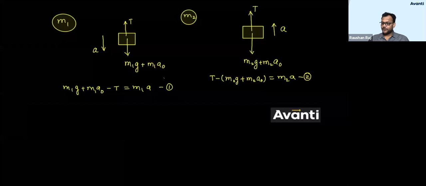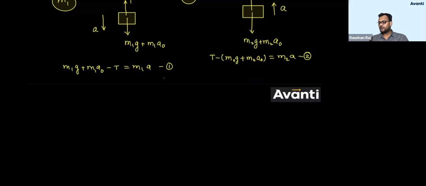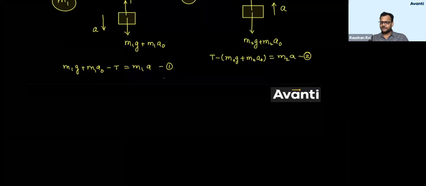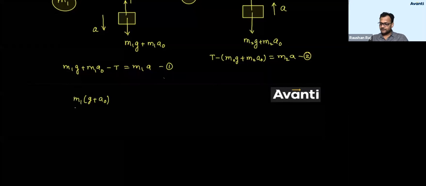How will we do it, children? Look what I do. I am going to divide this by m1. If I divide this by m1, no, there will be a problem. If I multiply by m2 here and m1 here, I can do that too, or divide by m1, no problem. So I'll write (m1 into (g plus a naught)) divided by m1 minus P by m1 is equal to a. The second equation can be written as P by m2 minus (m2 into (g plus a naught)) divided by m2 is equal to a.